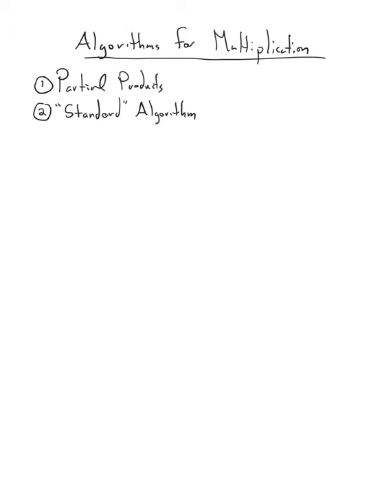So let's talk about how we multiply and why it works the way it does. We're going to talk about two algorithms. I want to start with something called partial product, and then we'll talk about the standard algorithm. And that's the one that I think most people use for multiplication. But they both rely on the following things.